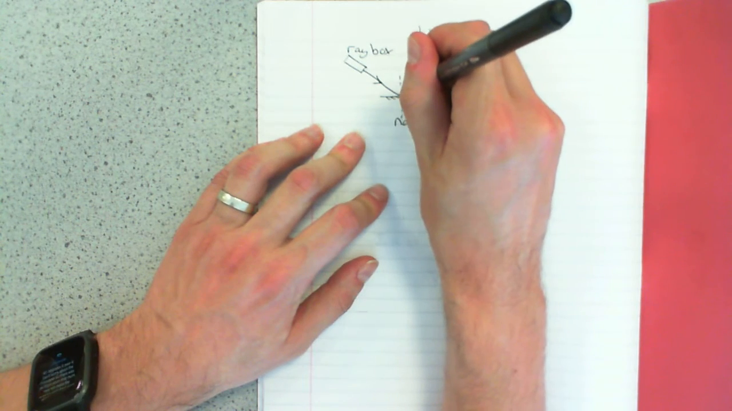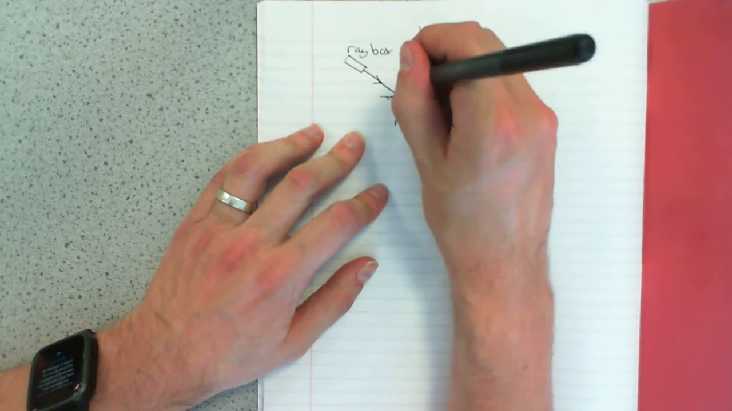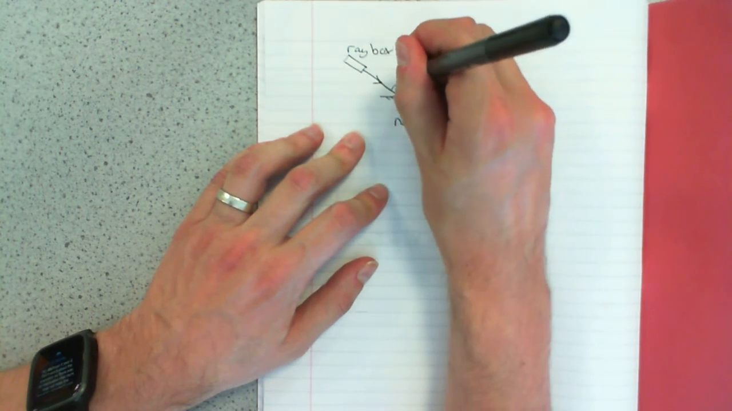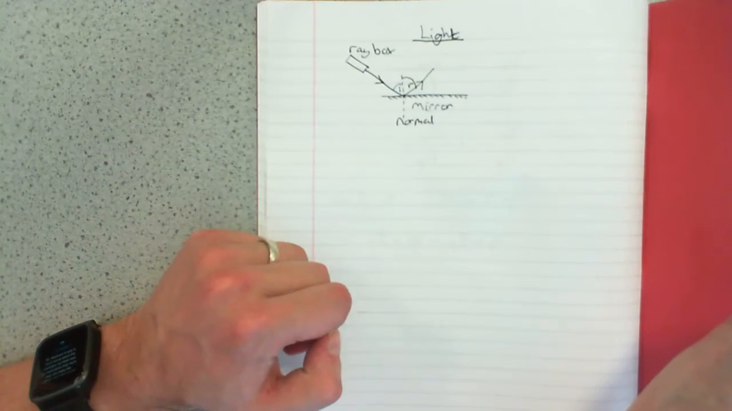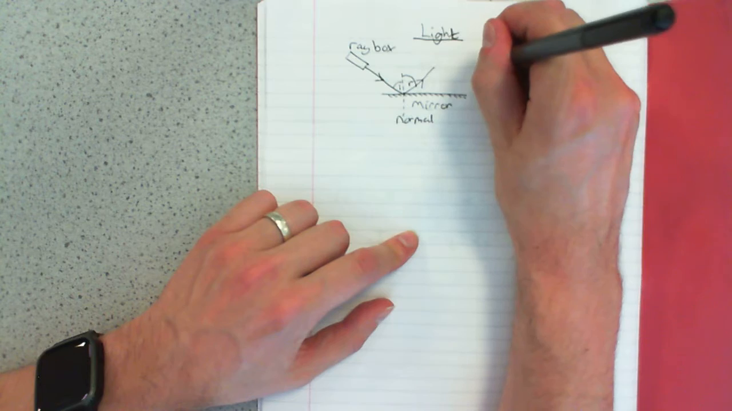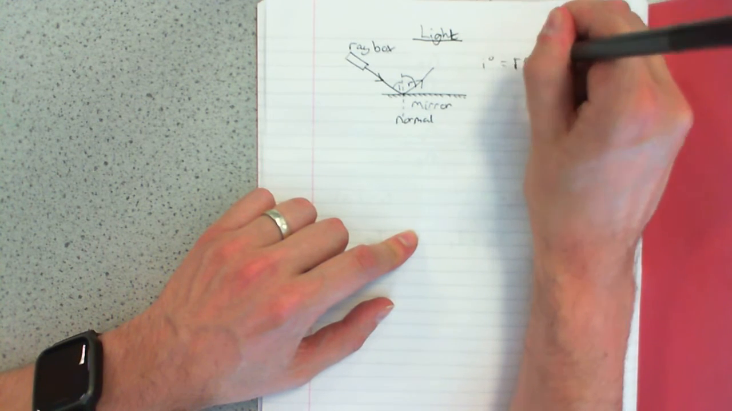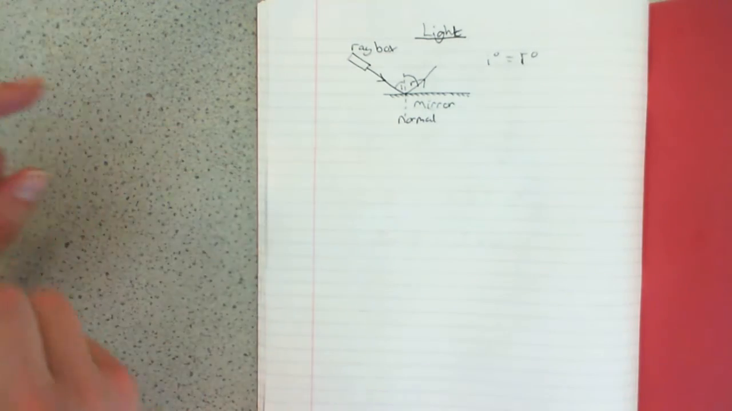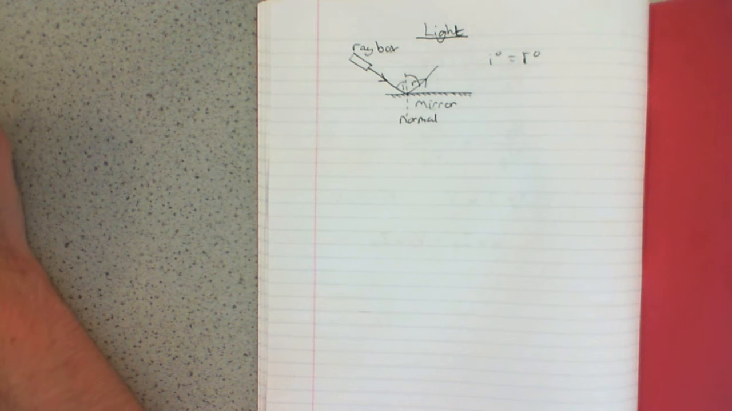And then I trace over the reflected ray using pencil, and then I can measure my angle of incidence and my angle of reflection. And like in the earlier video, we should see the angle of incidence equals the angle of reflection. And this is true for flat, smooth surfaces such as mirrors. If it's not smooth, we may end up with something called diffuse reflection.